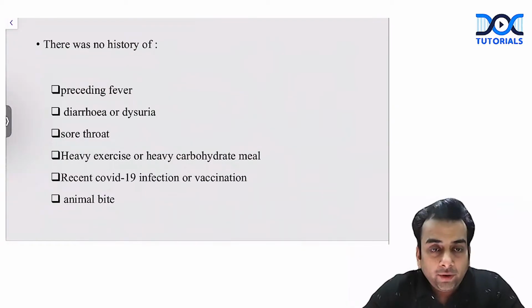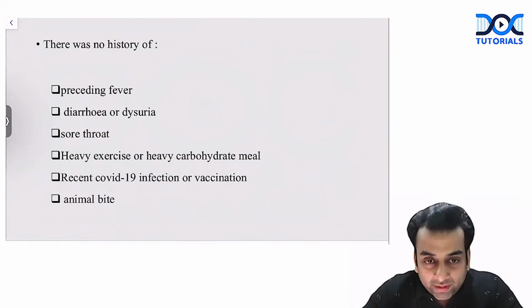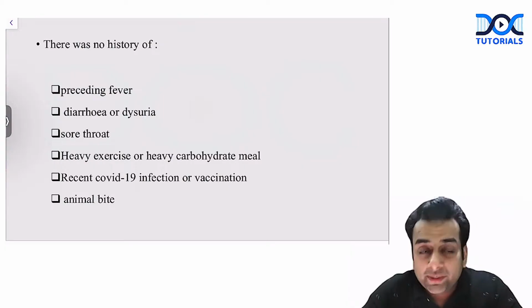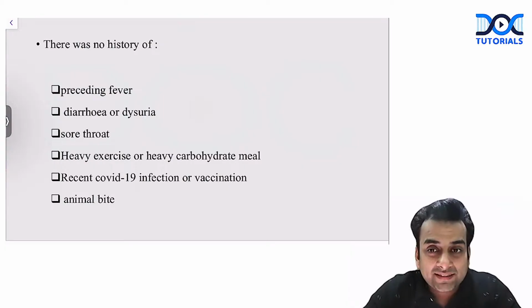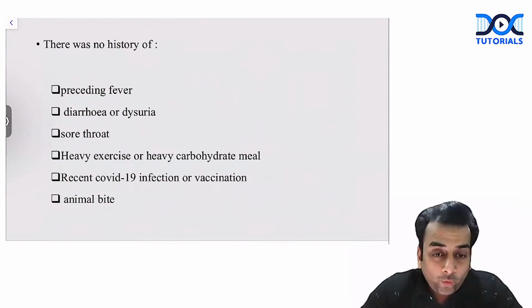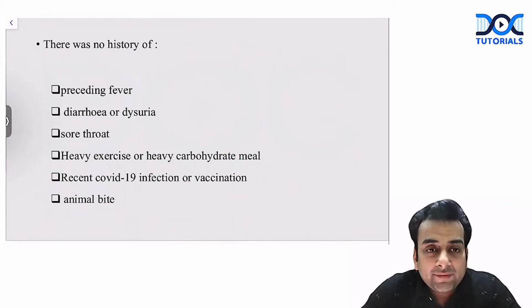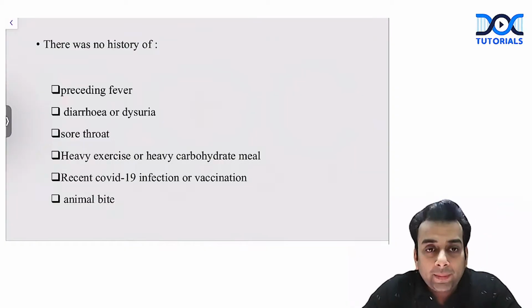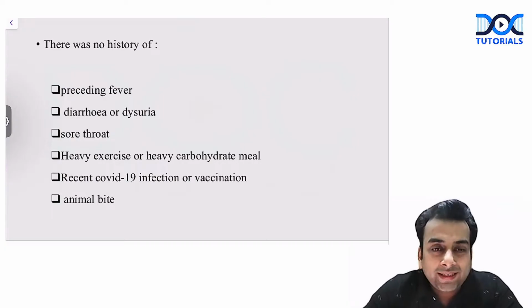There was no history of preceding fever, diarrhea, or dysuria. There is no history of sore throat, so there is no history of infection as such. No history of heavy exercise or heavy carbohydrate meal, because there are some periodic paralyses, for example the hypokalemic periodic paralysis, that could lead you to think of a heavy exercise or a heavy carbohydrate meal. No recent COVID-19 infection or vaccination, and there was no history of any animal bite. Even a neurotoxic snake bite could lead to quadriparesis, so that also is not the case here.